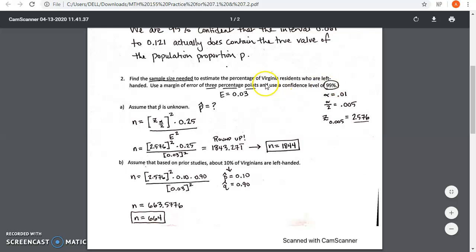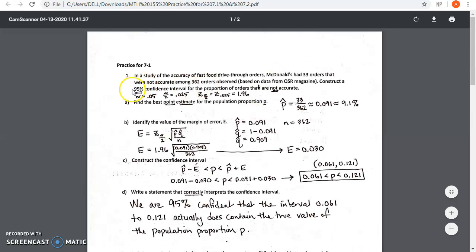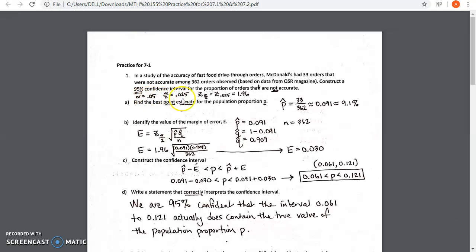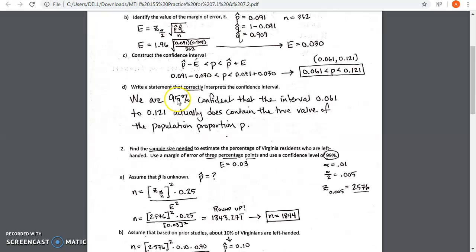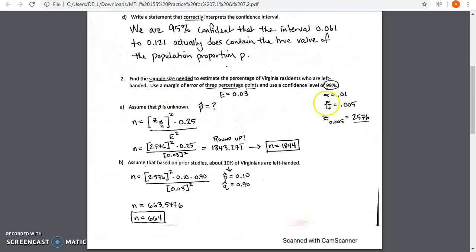Now, the first problem, we used a confidence level of 95%. Okay, that meant our alpha was 0.05. And then when we split that in half, that gave us 2.5% or 0.025. So down here, if our confidence level is 99%, that means our alpha is 1% or 0.01. And then when you split your alpha in half, that gives you 0.005.